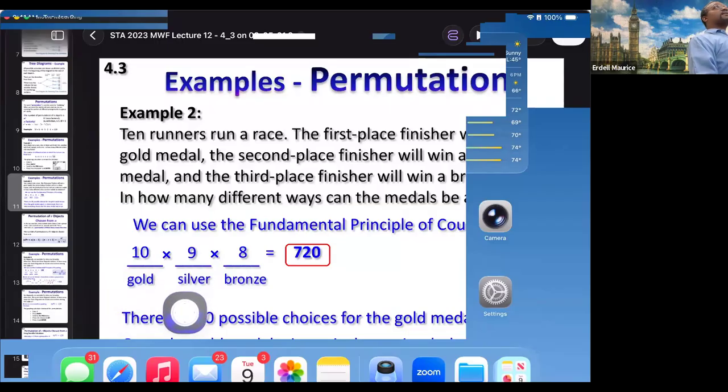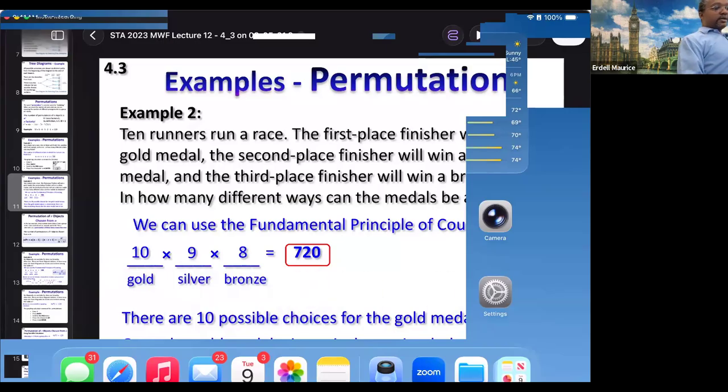So 10 people have an opportunity to get gold, yes? But how many people can finish in second place? Because someone has already gotten gold, yes? So only 9 people can finish in second place. How many can finish in third place? 8. And you multiply those together, 10 times 9 times 8, and that gives you the number of ways that they can be ordered. Yes?